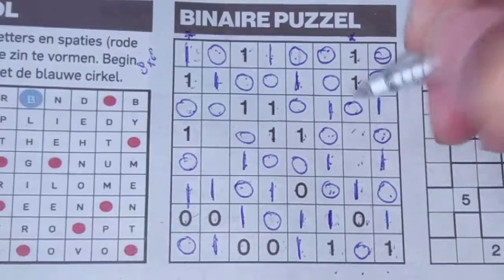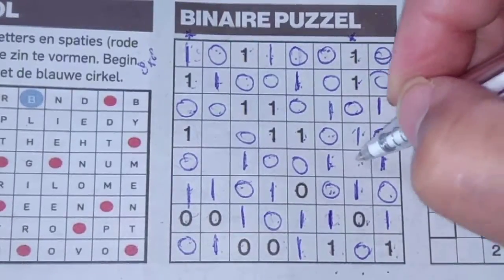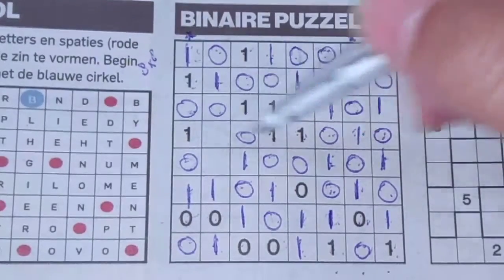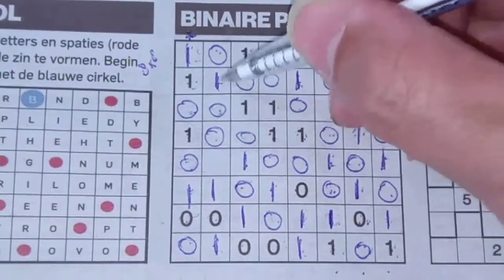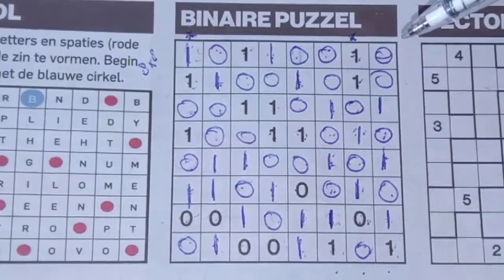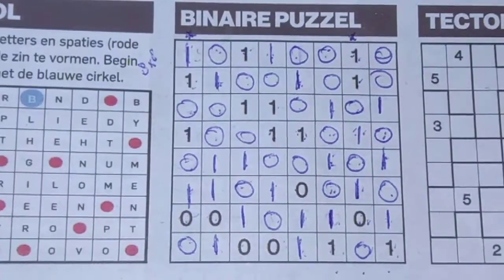Alright, between two O's comes an 1, between two ones comes an O. Here we have 1, 2, 3, 4 ones, so the rest are O's. Double O, here 1, there 1. Finished in 5 minutes. Alright, great binary puzzle.